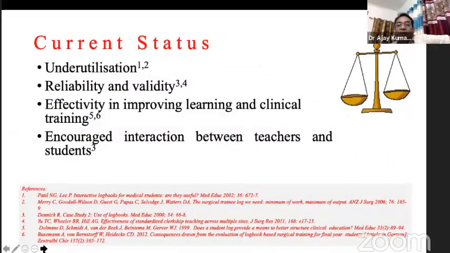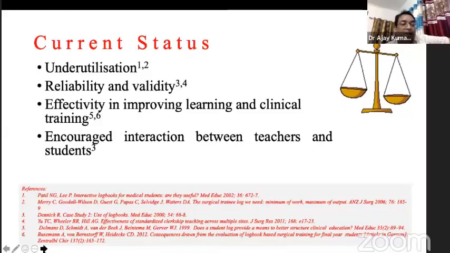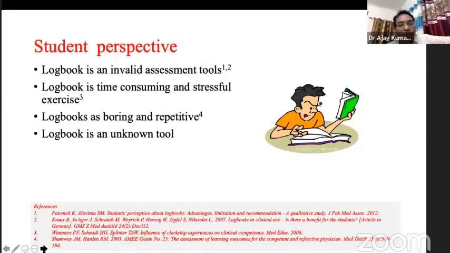First, we try to understand the state of the traditional logbook. Despite the wider recommendations, the implementation of the traditional logbook is not very good, and it is highly underutilized because of poor documentation and other factors. Its reliability and validity are often questioned. The effectiveness of the traditional logbook in learning or improving clinical training is not well established, although it is found that it improved the communication between teachers and students.